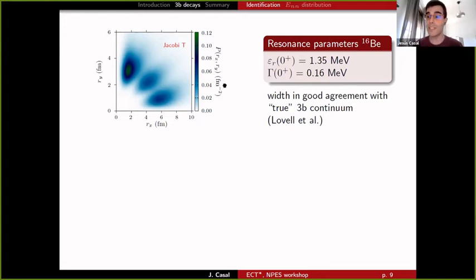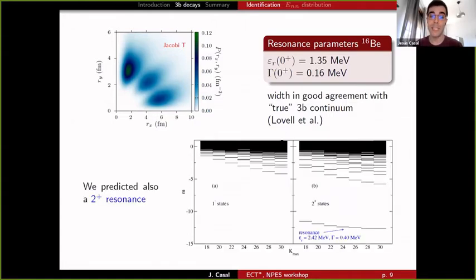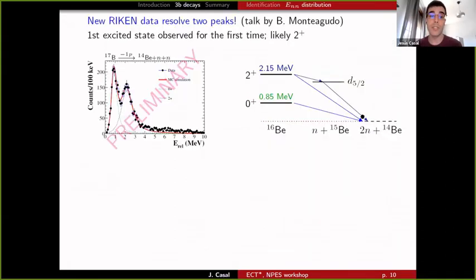And most interestingly, before this new data arrived, we also were able to predict a 2+ resonance. So before this state was known, by doing the same analysis for the 1- and the 2+ states, we obtained this prediction for the 2+ spectrum, finding a possible resonance around 1 MeV above the ground state with a much larger width. And this was very nice because, as Belén just showed, this has later been confirmed experimentally, although this hasn't been published yet.